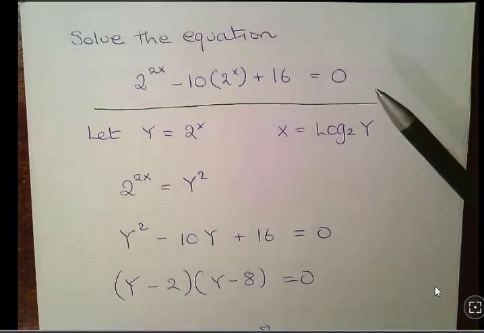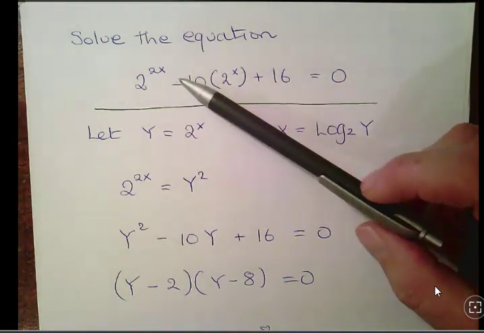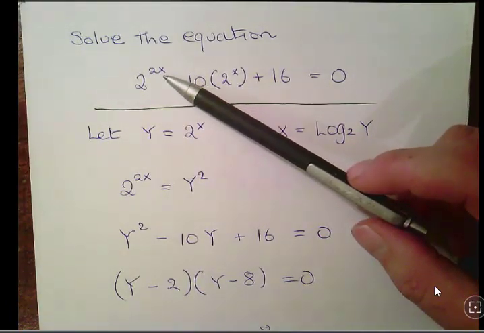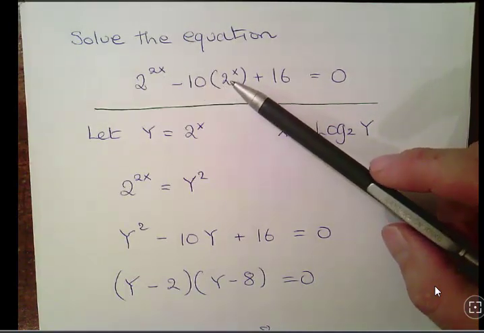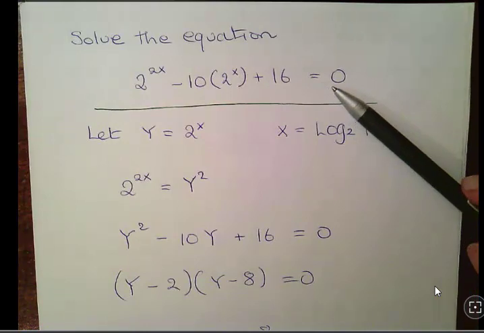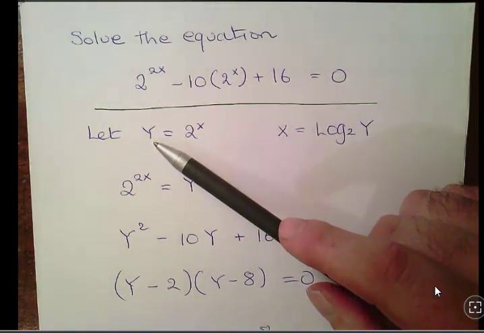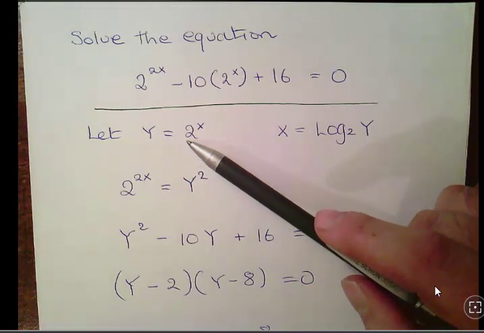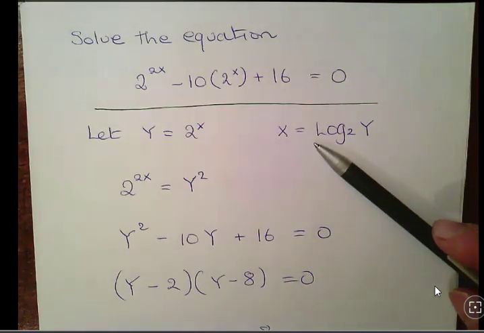Okay, two short ones to start off this tutorial sheet. First off, what we're going to do here is solve 2 to the power of 2x minus 10 times 2 to the x plus 16 equal to 0. Let y equal 2 to the x. As a consequence of that, x is equal to log of y to the base 2. Just remember that for later on.